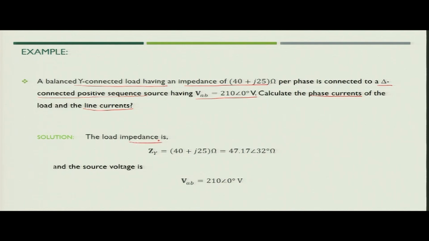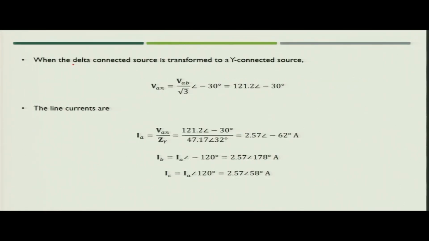So, we have the load impedance as given, and we converted it into phasor format, that is 47.17 angle 32 degree. Now, the source voltage is given as VAB equal to 210 angle 0. We will convert the delta connected source into a star connected source. In that case, the per phase voltage for an equivalent star connected source will be VAB by root 3 angle minus 30 degree. If you simplify, you will get 121.2 angle minus 30 degree as the per phase voltage.